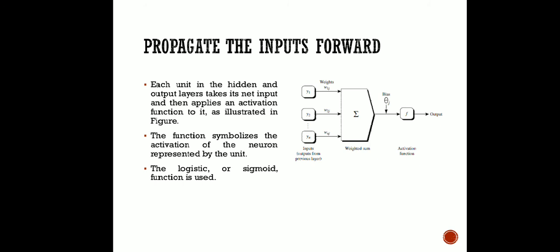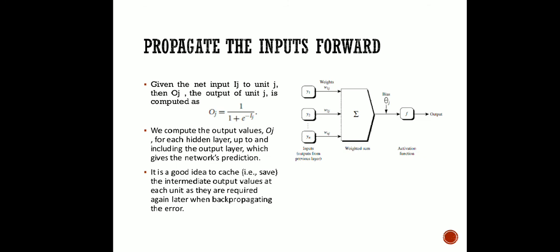Okay, and just see, this is the activation function. This function we are going to use to generate the output. So it is 1 by 1 plus e to the power minus Ij. So we have calculated the value of Ij, so if we place it in this formula, we can find out the output.